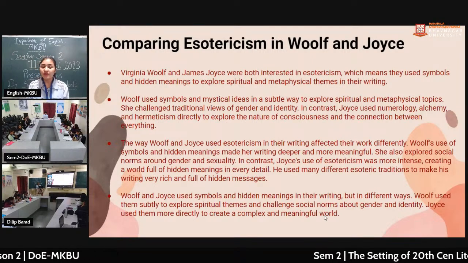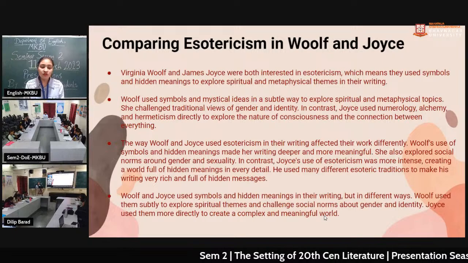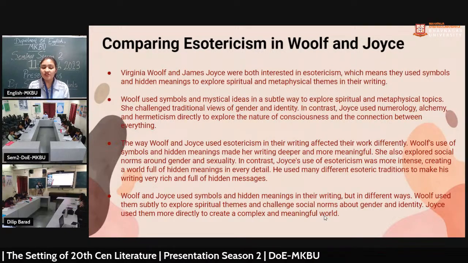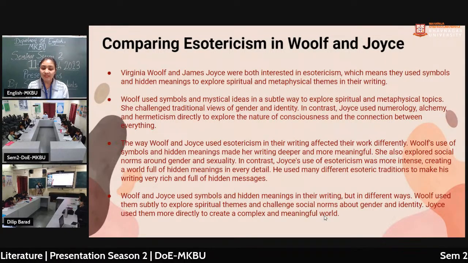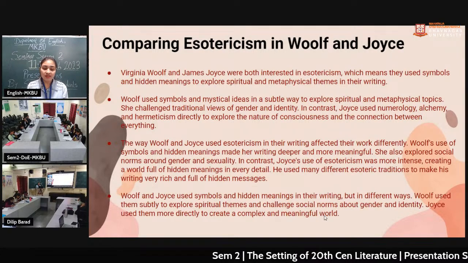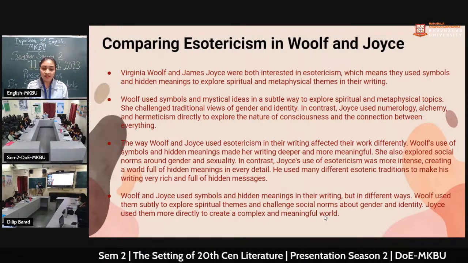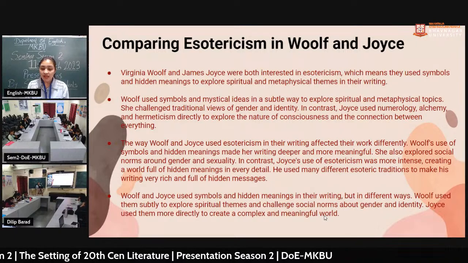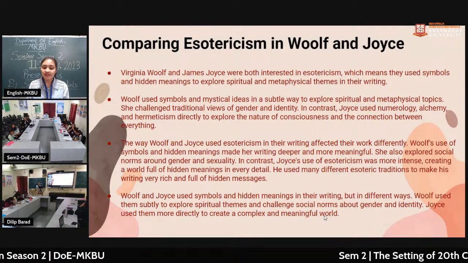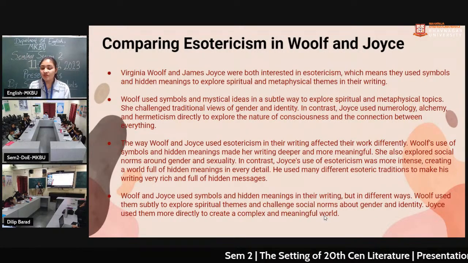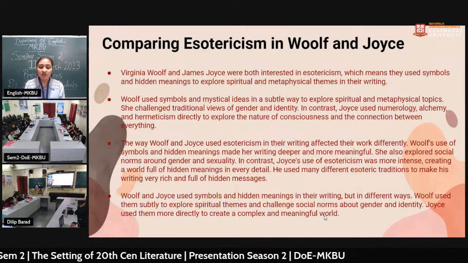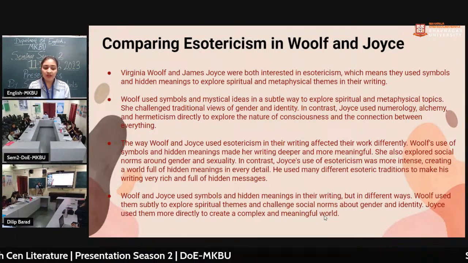Comparing esotericism in Woolf and Joyce: Virginia Woolf and James Joyce were both interested in esotericism, which means they used symbols and hidden meanings to explore spiritual and metaphysical themes in their writing. Woolf used symbols and mystical ideas in a subtle way to explore spiritual and metaphysical topics. She challenged traditional views of gender and identity. Joyce used numerology, alchemy, and hermeticism directly to explore the nature of consciousness and the connection between everything.